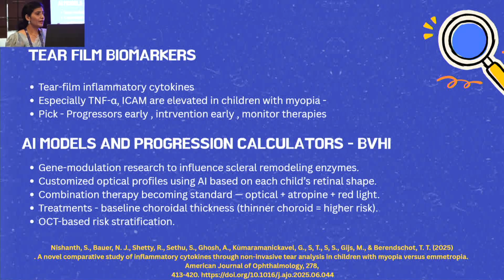Tear film biomarkers are being studied. Imagine picking up a child with just testing the tear film and finding out if the TNF alpha and the ICAMs are elevated. It helps us to pick up progression early, intervene early, and monitor therapies. Again, there are treatments based on choroidal thickness. A thinner choroid is associated with higher risk, and so even OCT-based risk stratification can come.